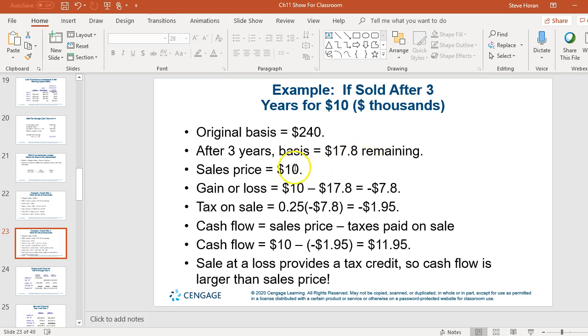And then it says here, what happens if the sales price is only $10,000 in year 3? It's not the $25,000. Well, then we have a capital loss. And if you have a capital loss, you get a tax break for that. You get a tax credit. So you can see here, we actually make $11,000.95 if we sell it in year 3 and only sell it for $10,000. We get a tax break on that because we take a capital loss.